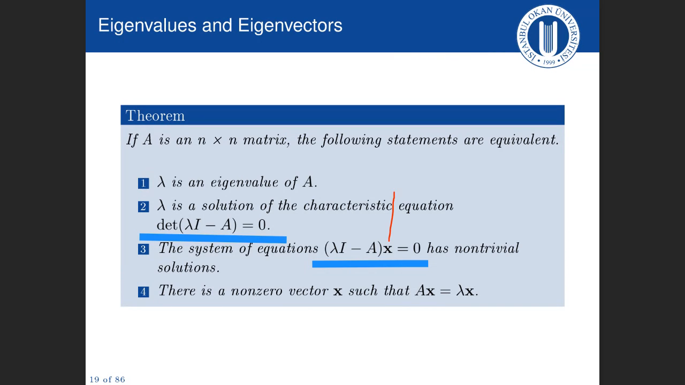And what are the solutions? The non-zero solutions are the eigenvectors. And that's equivalent to statement 4. There is a non-zero vector x such that Ax is equal to lambda x. x is the eigenvector. I don't need to prove this because this is just the ideas that we've talked about already.